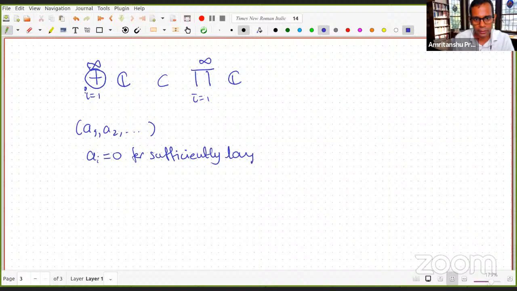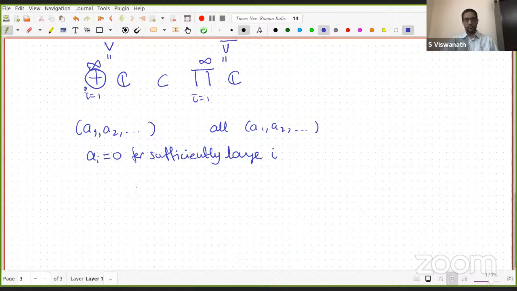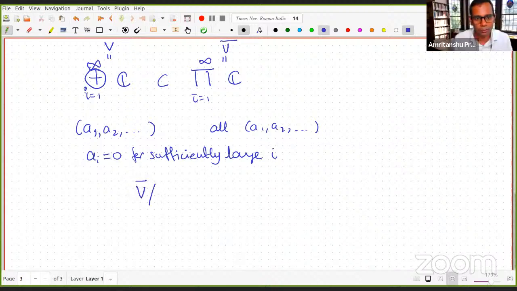large i. And here we would have all a1, a2, right? So this would have all the vectors, infinite vectors, and this would have vectors which are 0. And now this is a vector space over the complex numbers. This is another vector space over the complex numbers. So for brevity, let me just call this V, and let's call this V bar. And so you can form the quotient space V bar mod V.